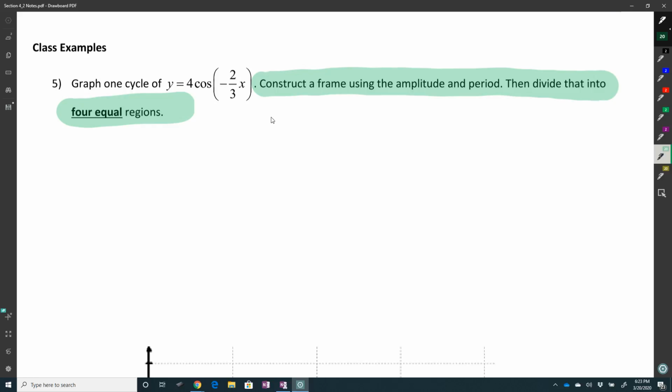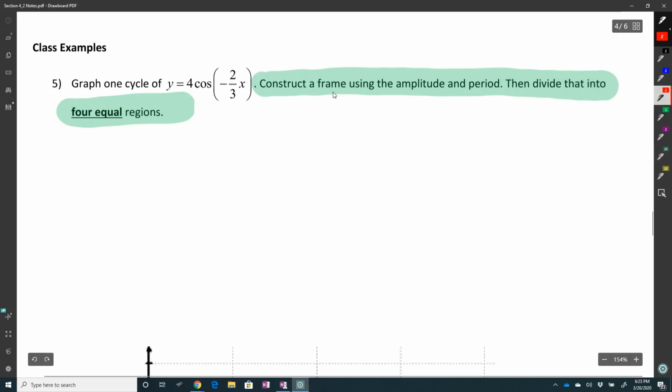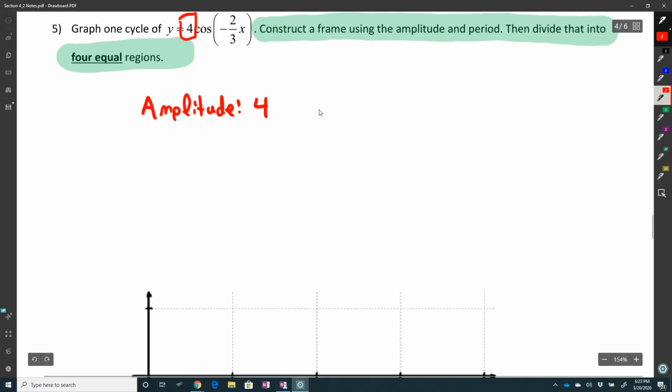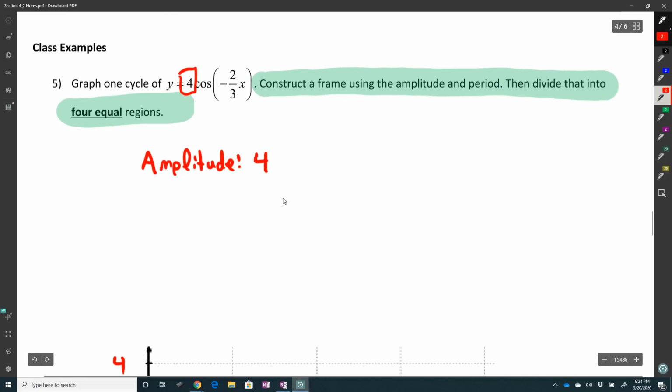Okay, you construct a frame. The top and bottom is the amplitude, the left and the right is the period, and then you split it into 4 equal parts, and you can graph whatever you're looking for. So anyway, looking at this, I can see that the amplitude is simply the 4 that's right there. Okay, that means that my graph is going to be between 4 and negative 4. So the amplitude tells you how high and how low it goes. It's going to go 4 up and 4 down.